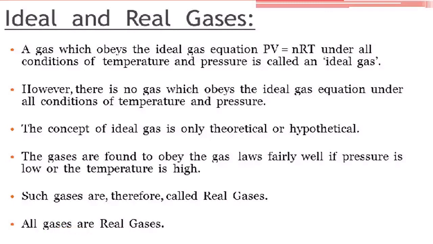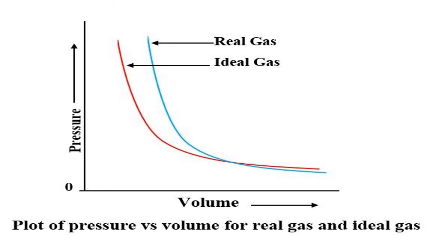Concluding part. Okay, right. Now let us understand the behavior of ideal gas and real gas under P, V, T and N. So this is a graph between pressure and volume. What does the gas law say? We know that the pressure is inversely proportional to the volume. So keeping this point in mind, if you plot a graph between pressure and volume, this is the shape of the graph, the red line. This red line is called the graph for the ideal gas.